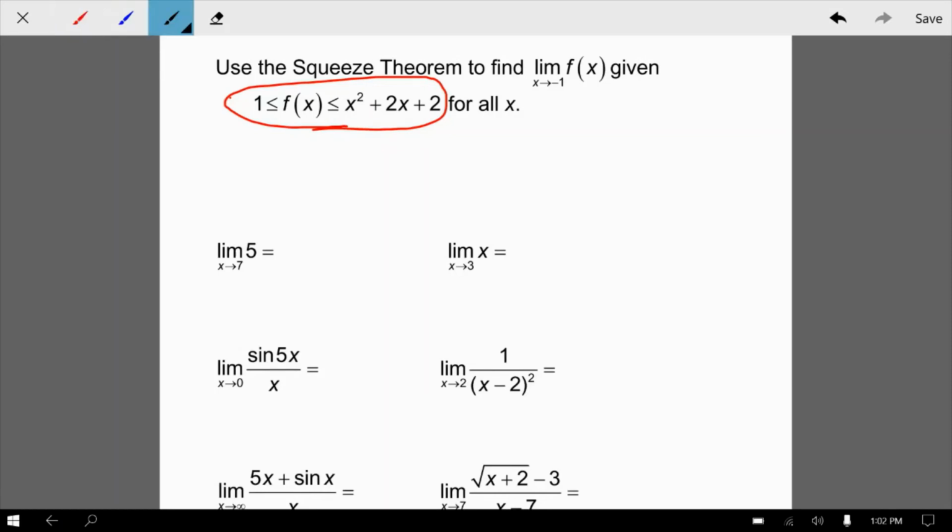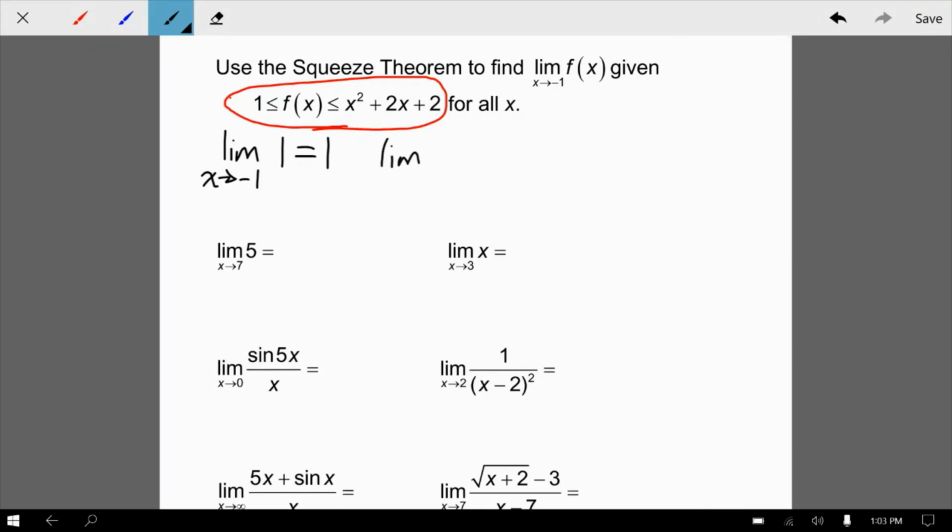Okay, so let's go through and talk about how we would actually solve this. Remember before, I started with sine of 1 over x and I bounded it between -1 and 1. Well, they've already come up with the bounding statement for us. So all I'm going to do here, I know I'm interested in the limit as x approaches -1. So the limit as x approaches -1 of 1, which is my lower bound, is equal to 1 because that's the function y equals 1. It's always going to be 1.